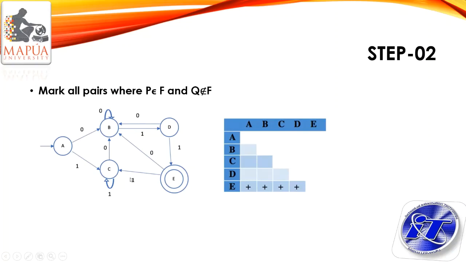How about E, A? E is final, A is not, so therefore we're going to mark it. B, E: B is non-final, E is final, so let's mark it. And then C, E: C is non-final, E is final, so mark it. And then last, D, E. D is non-final, E is final, so let's mark it. After marking these pairs of states, which are final and non-final, we're going to proceed with step three.